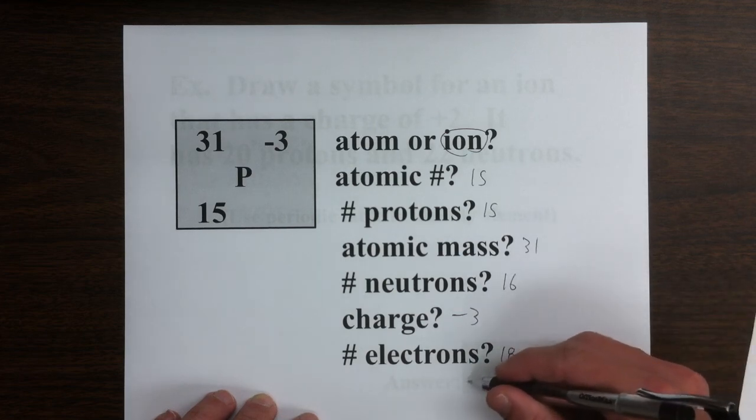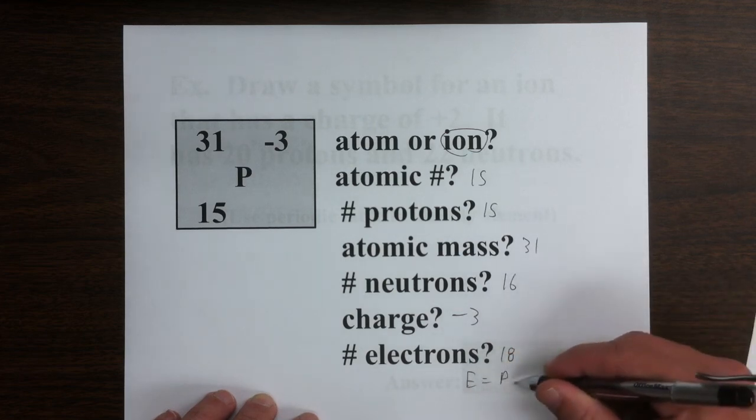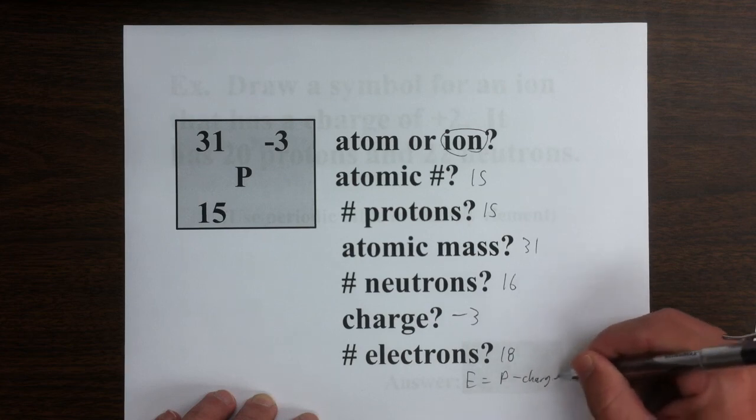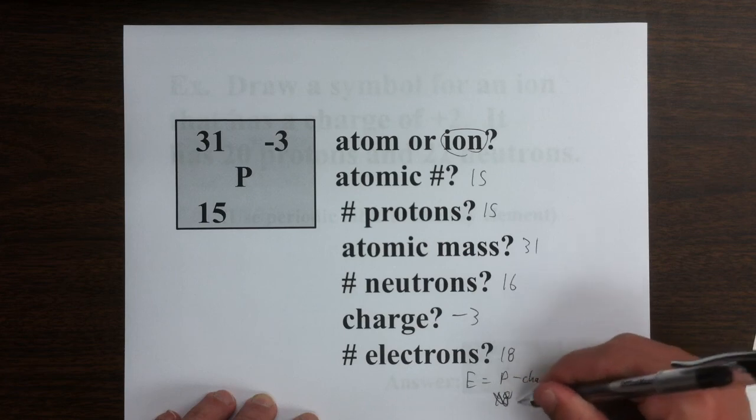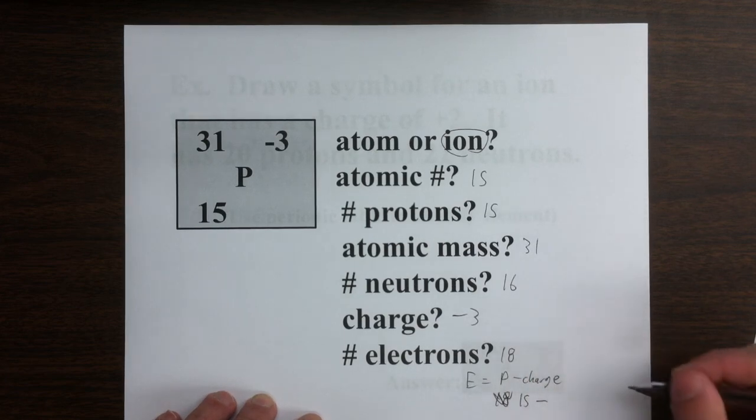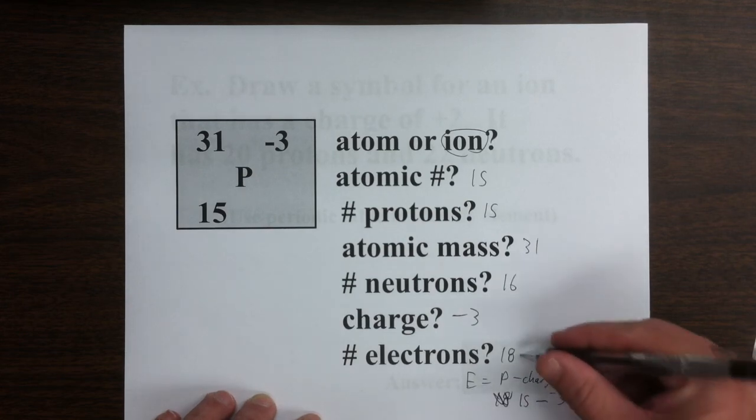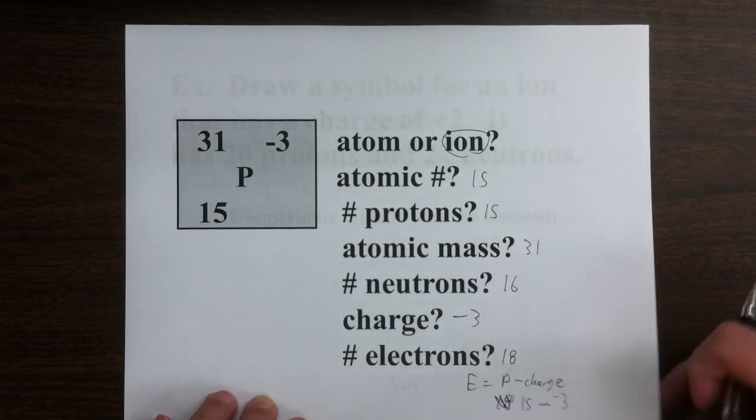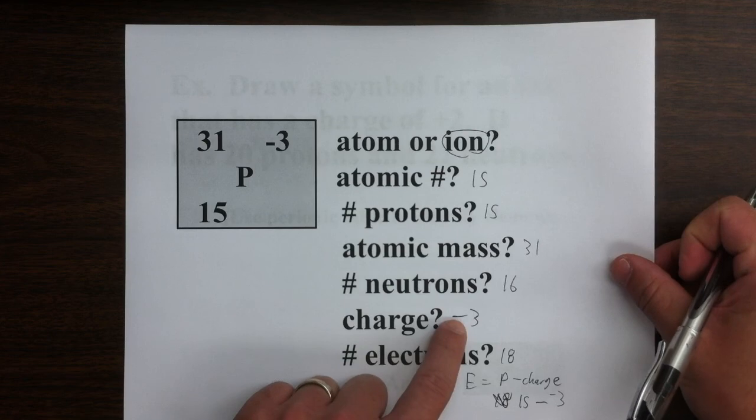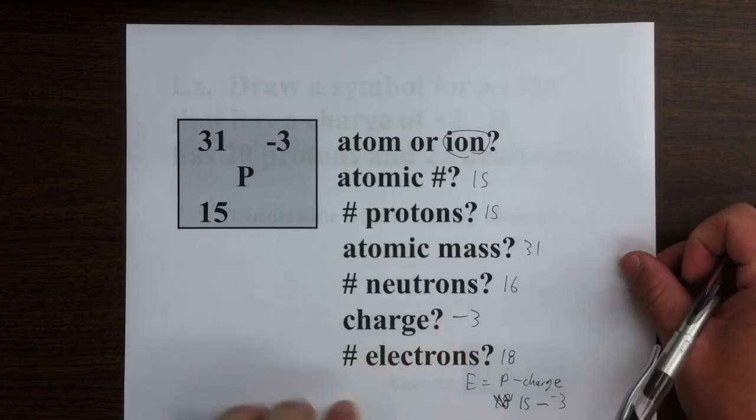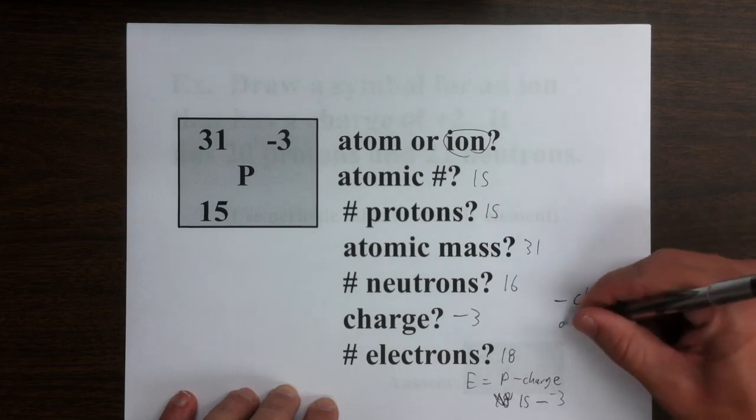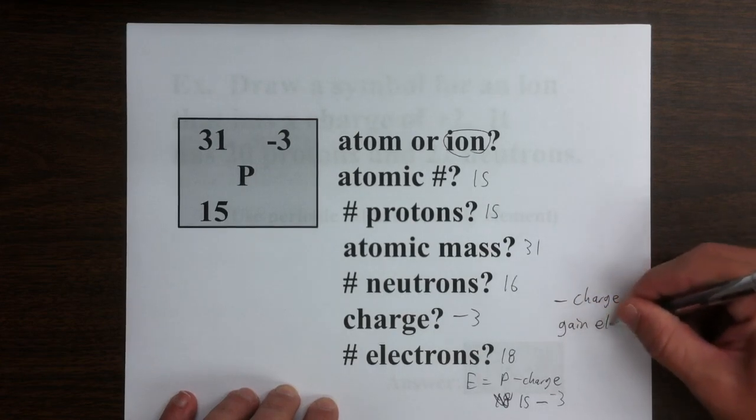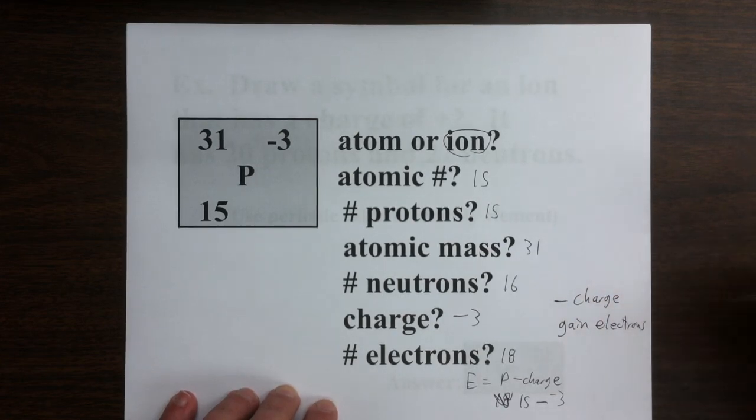So from our formula, electrons equals protons minus charge. We would have 15 minus -3. When you subtract that -3, it becomes a positive and you get 18. So a negative charge means gaining electrons. Negative charge, gain electrons.